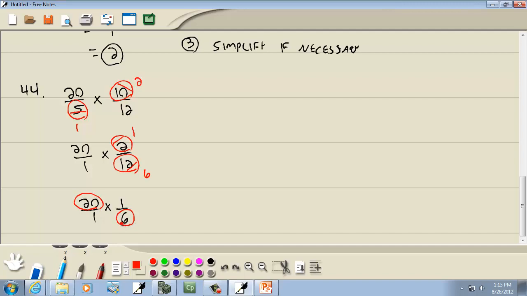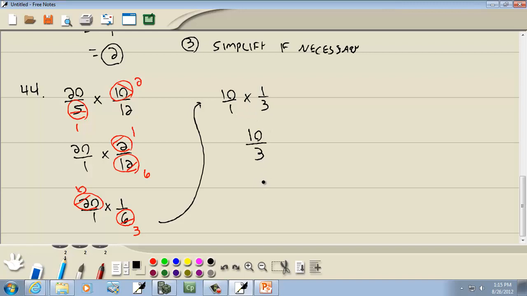They're both divisible by 2. 6 divided by 2 is 3. 20 divided by 2 is 10. So we got 10 over 1 times 1 over 3. Nothing else to simplify, so I'll multiply the top parts together. 10 times 1 is 10, and the bottom parts, 1 times 3 is 3.